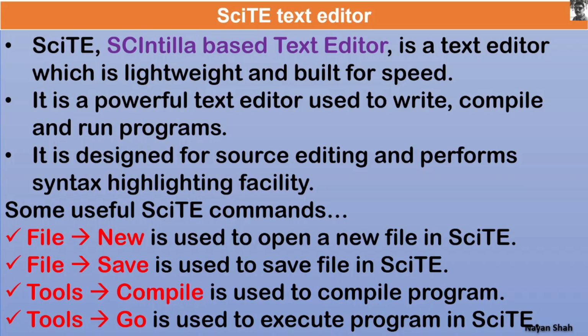Some useful Cite commands which you need to remember from the exam point of view are: File New to open a new file in Cite, File Save to save a file in Cite, Tools Compile to compile programs written in Cite, and Tools Go to execute a program written in Cite. So remember these 4 commands. It is given in the textbook 3-4 times in different chapters. So File New, File Save, Tools Compile and Tools Go.